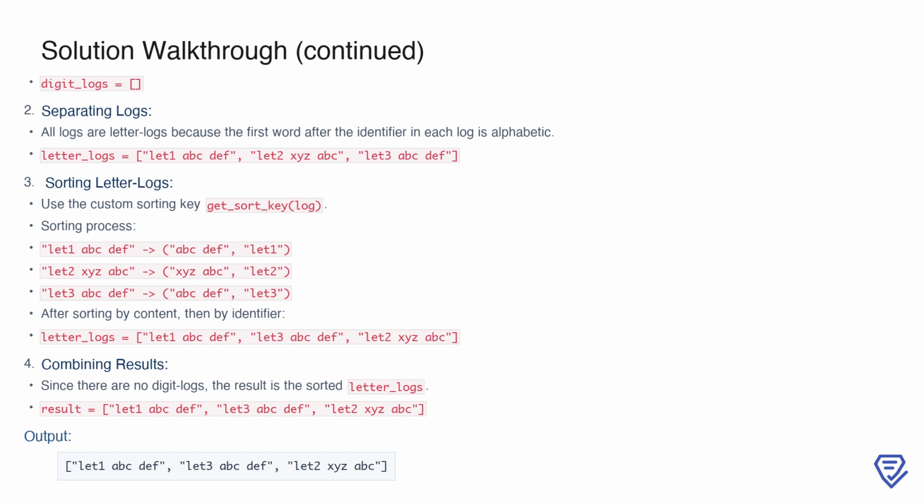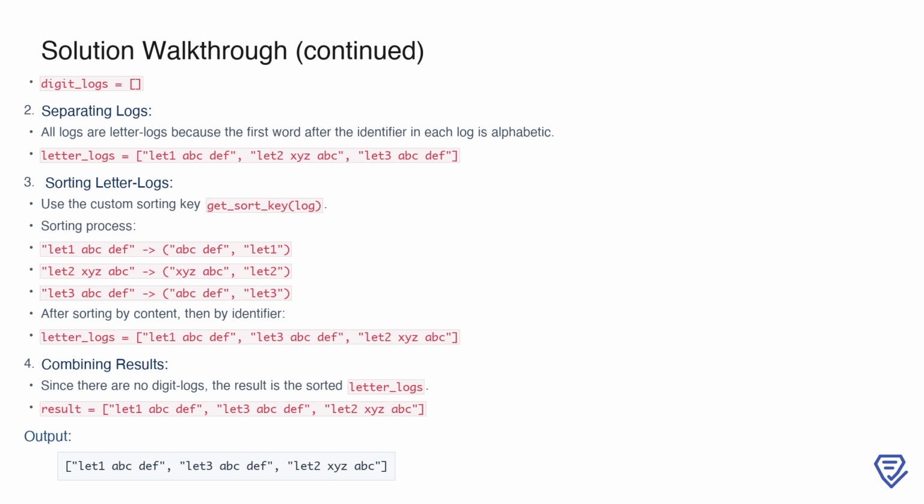As before, we initialize the letter_logs and digit_logs lists. Since the content after the identifier in each log is alphabetic, all the logs are classified as letter logs and added to the letter_logs list. The digit_logs list remains empty.